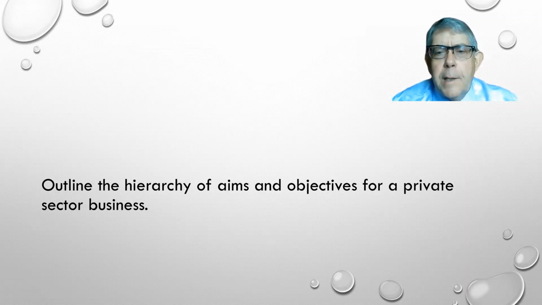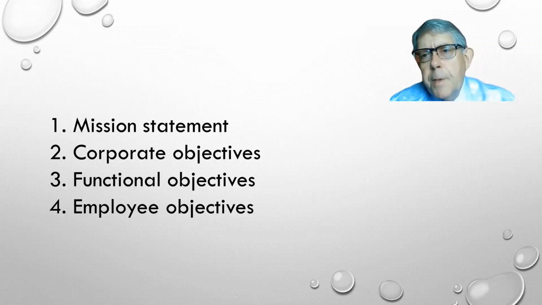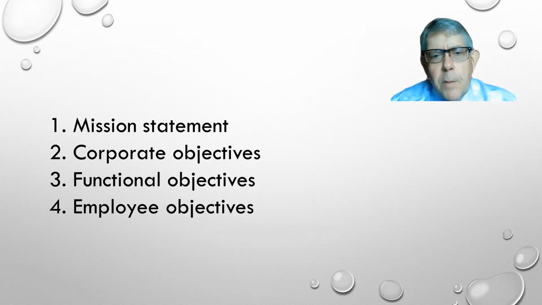Outline the hierarchy of aims and objectives for a private sector business. Well, first of all, at the top of the tree, we have a mission statement. So that's the broad aims the company wants to go in. Then the corporate objectives are the individual steps that the company would need to meet in order to fulfill their mission. These are broken down into functional objectives. That is what each of the departments, marketing, human resources, etc., need to do in order to meet their objectives. Then employee objectives is where the employees themselves are given targets to meet.